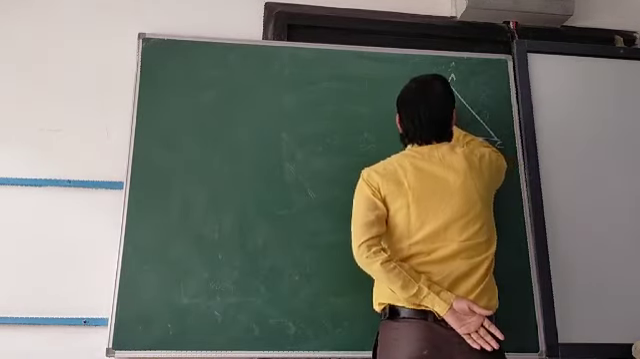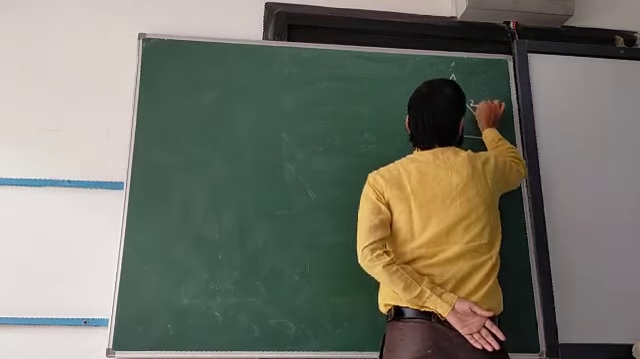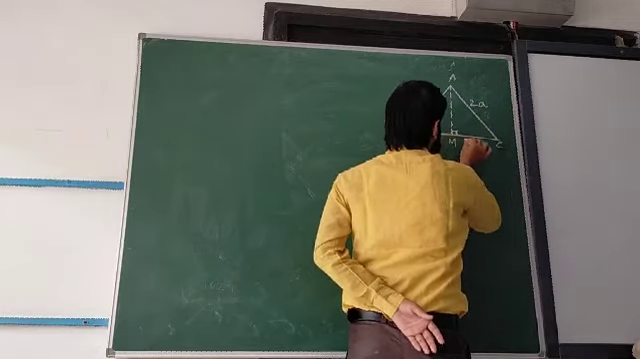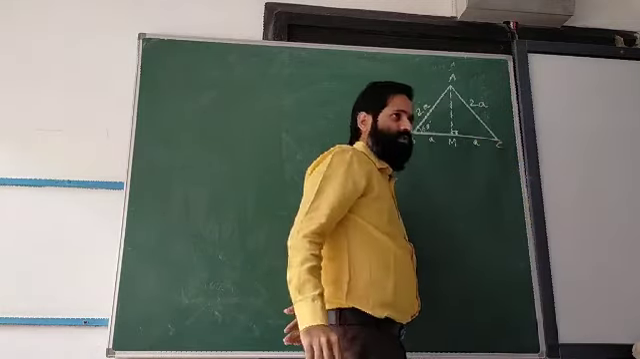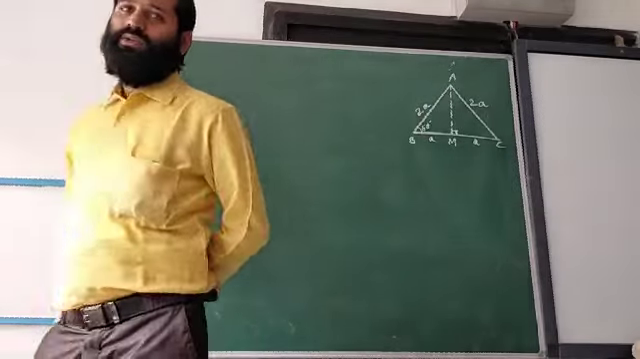I'll take this as 2A, and this will be A and A. Why will it be A? We'll study, okay?